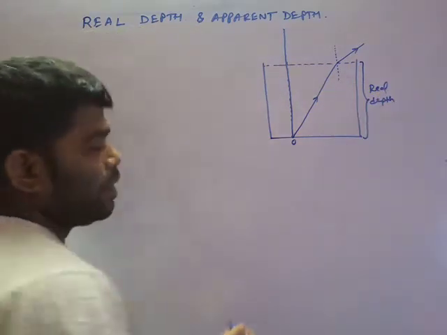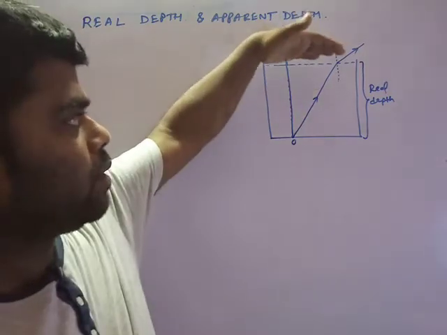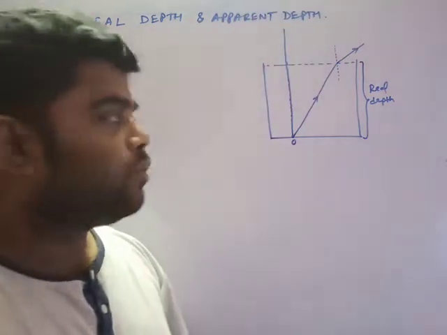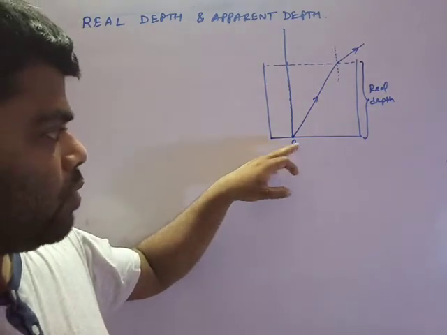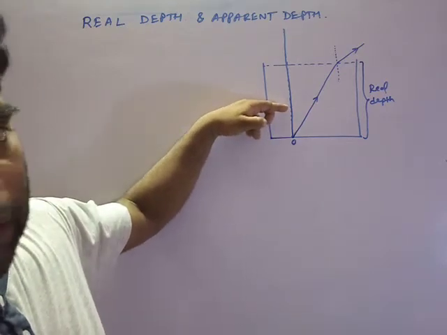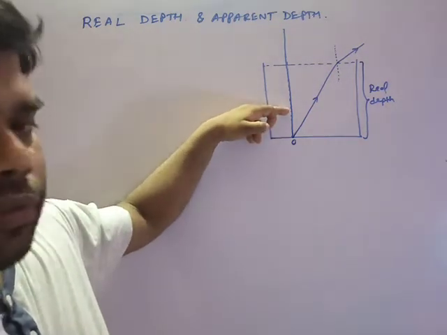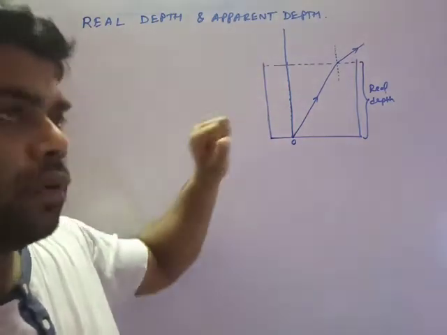And what is the apparent depth? Apparent means the assumed depth. So whenever we observe from above the surface of the liquid, then a point which is at the bottom of the water appears a little bit above. It is not exactly in its place. Whenever we observe, why is it so?